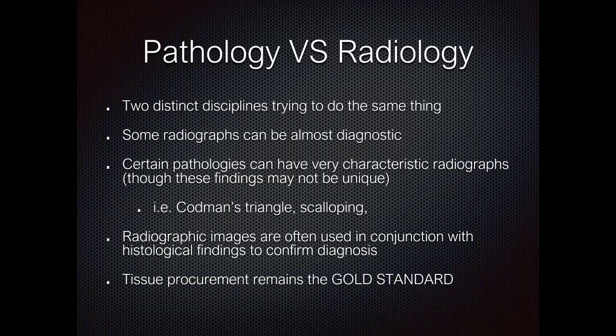So at the end of the day, some things work really well on radiology, and there's certain pathologies that can have very specific radiographs. You'll hear about things like Codman's triangle on bone tumors, and we'll talk about that in a little bit, and how maybe not as characteristic as some people might think, but things like scalloping. However, radiographic images are not really a true way to diagnose something, in my opinion. I think that's why ultimately tissue procurement is the gold standard, because you can't argue with what you see, right?